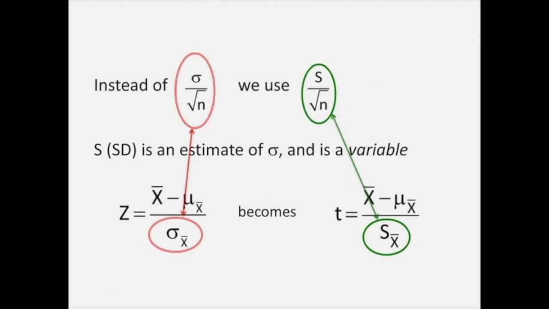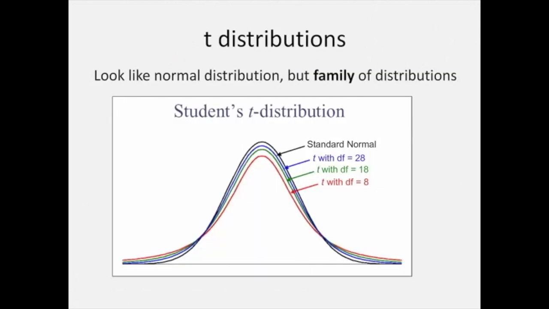The t-test accounts for this variability. Note that the only difference between these two formulas is that we have the actual value of the standard error for the z-test, but must estimate it using our sample standard deviation for the t-test. T-distributions look like the normal distribution, bell-shaped and symmetric, but rather than one distribution, they are a family of distributions. Here is the normal distribution in black and several members of the t-distribution family.